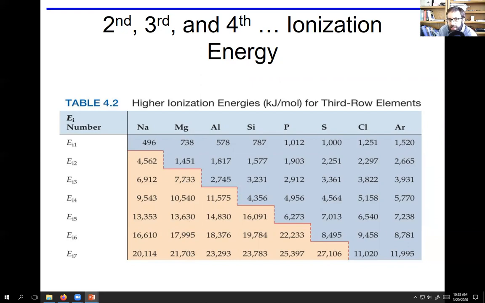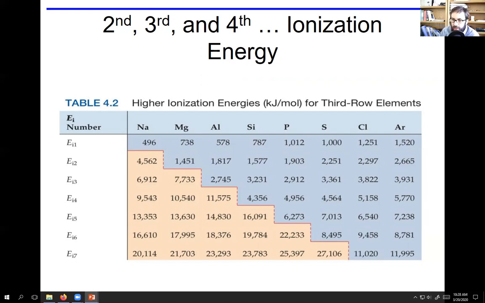That makes sense because you're just getting a higher charge, and nature doesn't want to be highly charged. Nature wants to be neutral. So the higher the charge you go, the more energy it's going to cost. So that's the first trend with these multiple ionization energies.